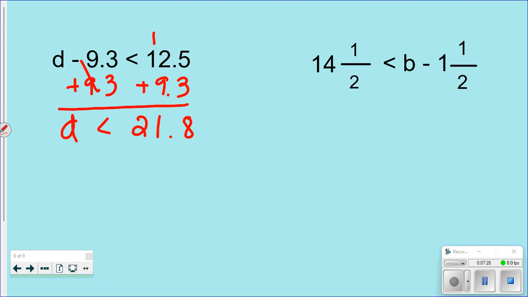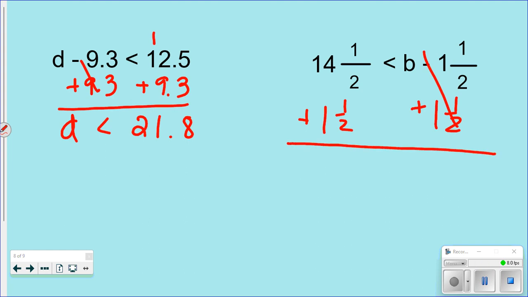This one over here says 14.5 is less than b minus 1.5. I'm going to plus 1.5 on this side, and plus 1.5 on this side. Notice how I'm keeping everything in order. Some people get confused about what order the inequality has to be in. Sometimes it's okay if your number is over here. See how the number's first and the variable is second? That will get people in trouble sometimes.